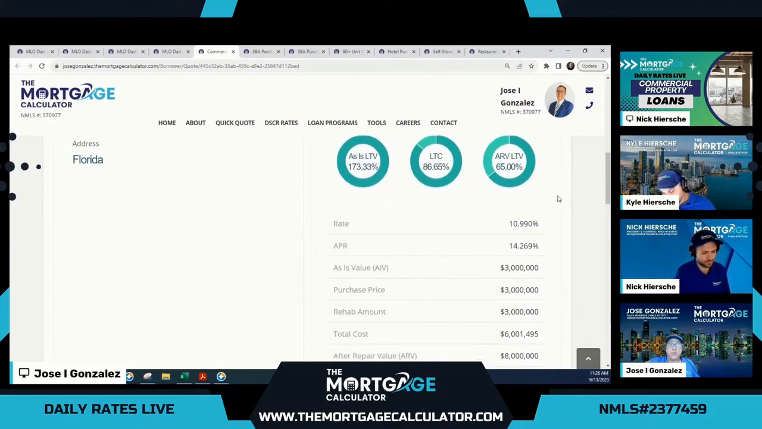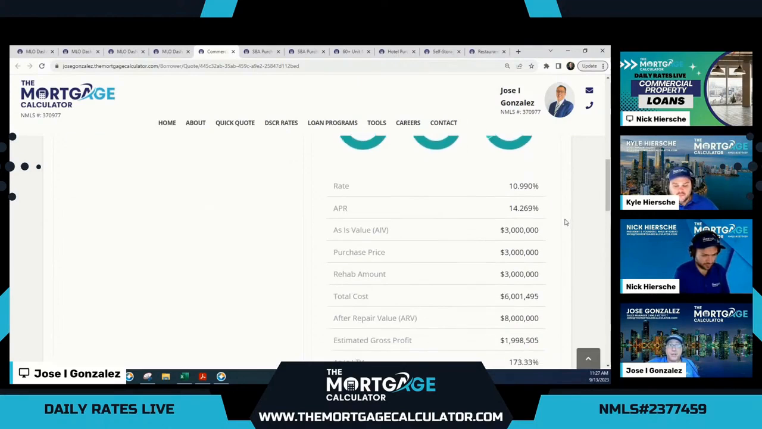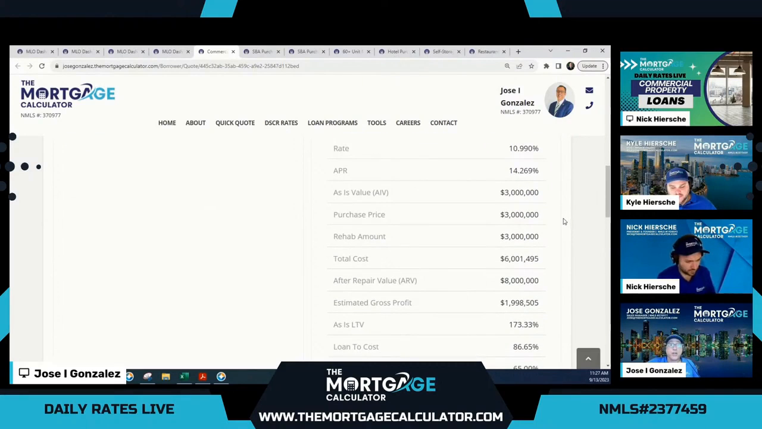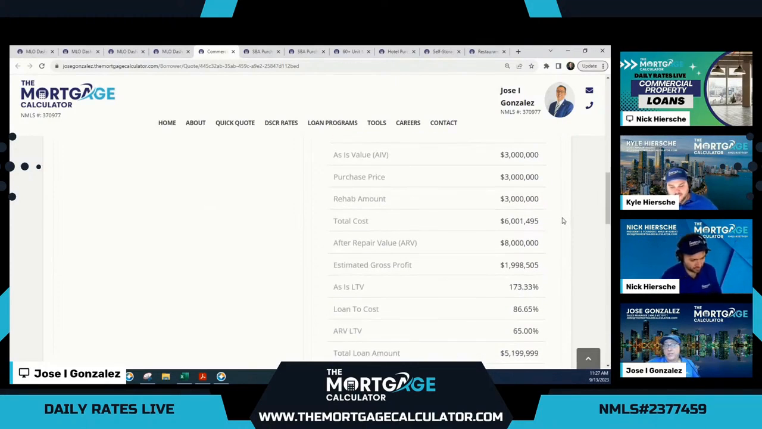So purchase price 3 million, loan amount 5,199,999 is pretty good deal, considering customers going to have to come up with $800,000 plus their closing costs, but it's still a very good deal when you look at the overall structure. And then obviously this would get refinanced into the end loan, which was yesterday's event.